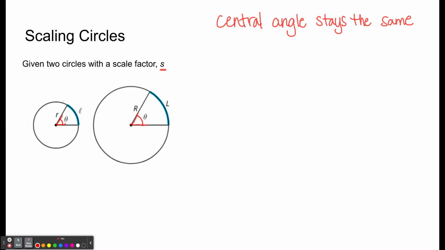The radius. So let's think now about the radius. If we have a radius length here, r, sorry, it's on a weird angle, and we have a radius length here, R, we can see that it definitely has changed. So the radius changes by the scale factor of S. If you took this small r and multiplied it by the scale factor, you would get the larger R over here. So the radius changes by S, the scale factor.